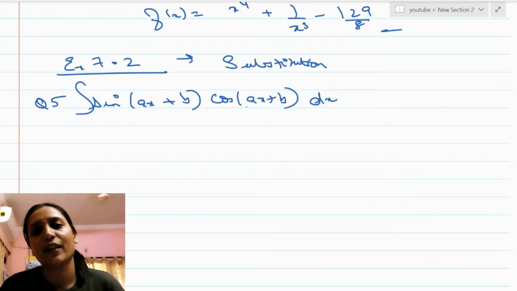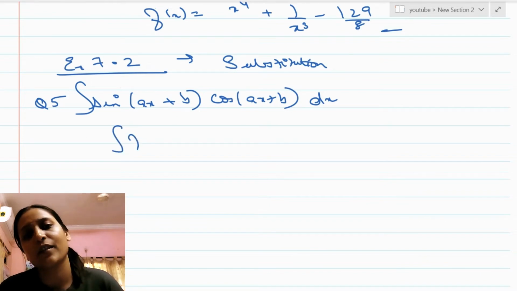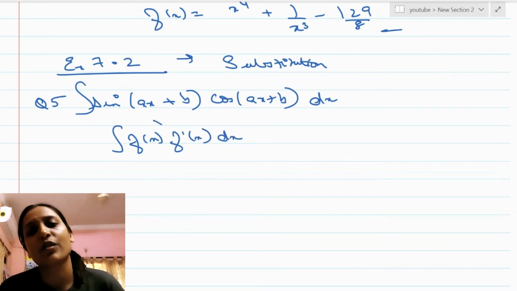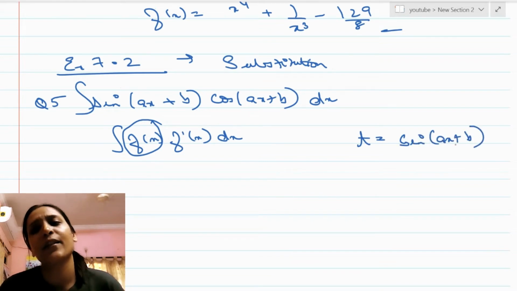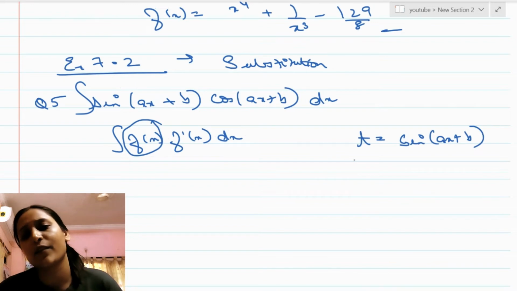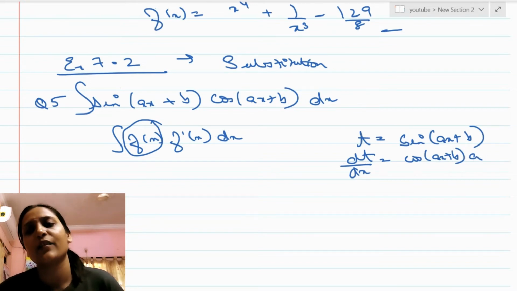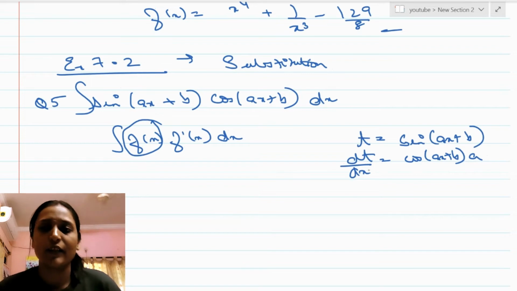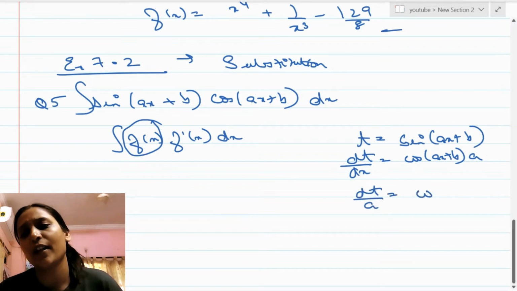Now there's a clear pattern in such questions. Typically, if it is a function of the form f of x times f dash of x dx, then the substitution value should be f of x. In this case, sin x's derivative is cos x. So let t equal sin ax plus b, and dt by dx would be cos ax plus b times a. I can take the dx to this side and the a to the other side. So dt by a is equal to cos ax plus b dx.